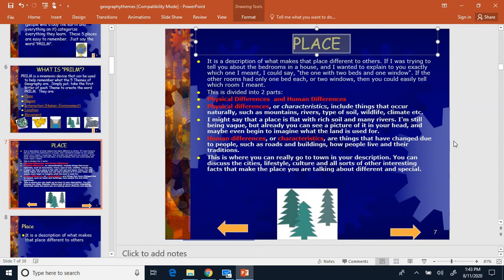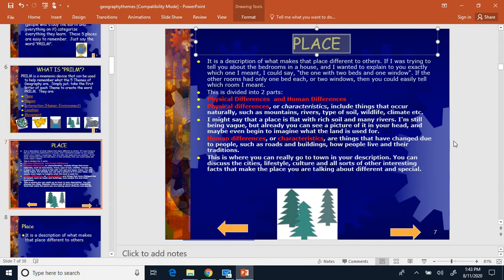So place is a description of what makes that place different to others. If I was trying to tell you about the bedrooms in the house and I wanted to explain exactly which one I meant, I could say the one with the 2 beds and 1 window. If the other rooms had only 1 bed each or 2 windows, then you could easily tell which room I meant. Now, place is divided into 2 parts.